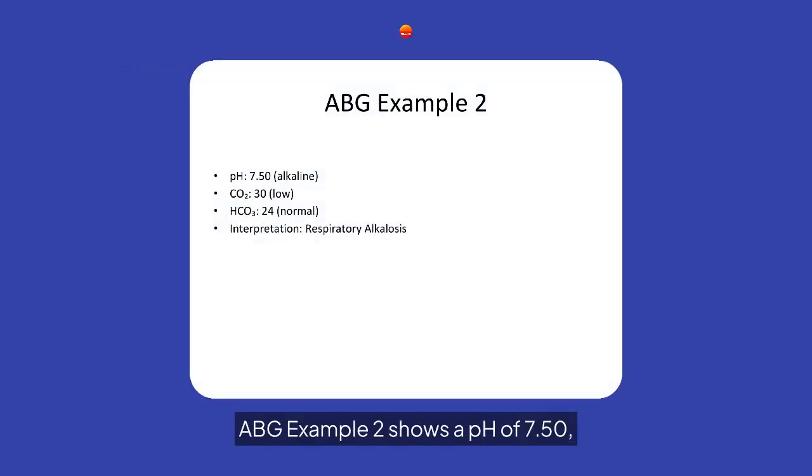ABG example 2 shows a pH of 7.50, indicating alkalinity, with low CO2 at 30 and normal HCO3 at 24. This suggests respiratory alkalosis, often due to hyperventilation. Correcting the underlying cause is crucial for effective management.